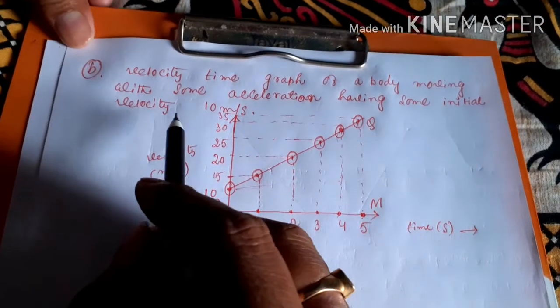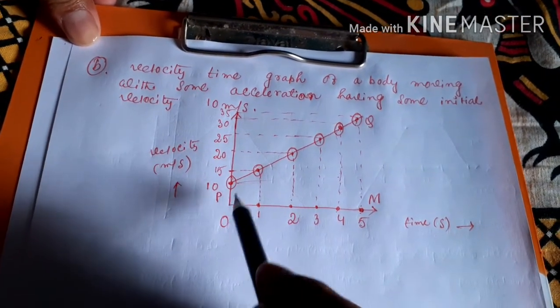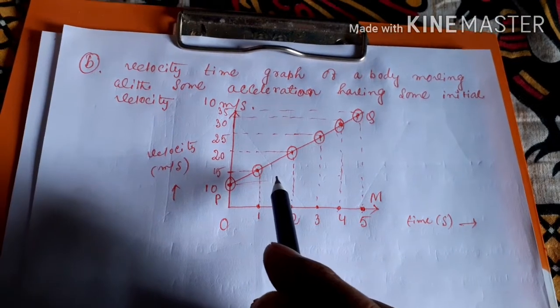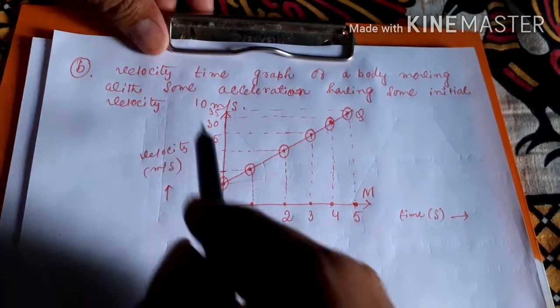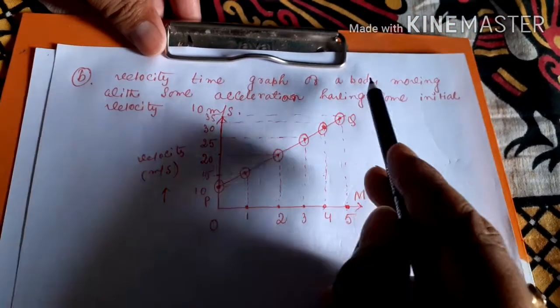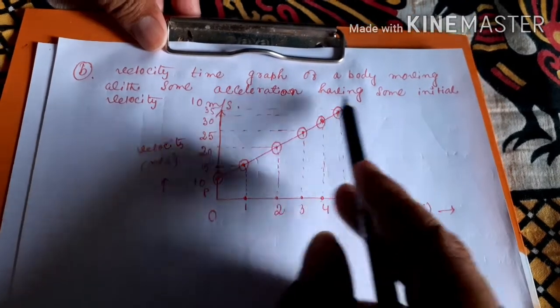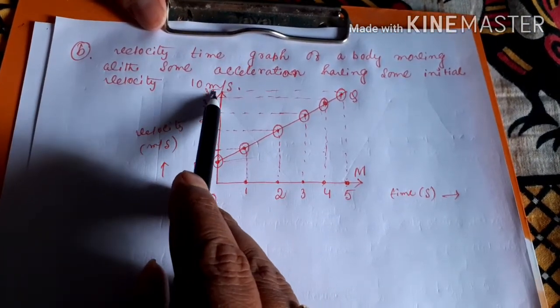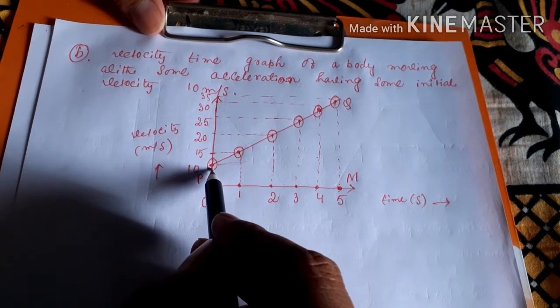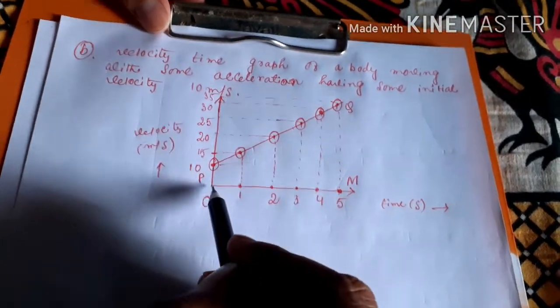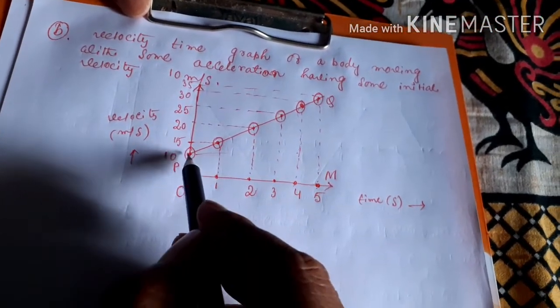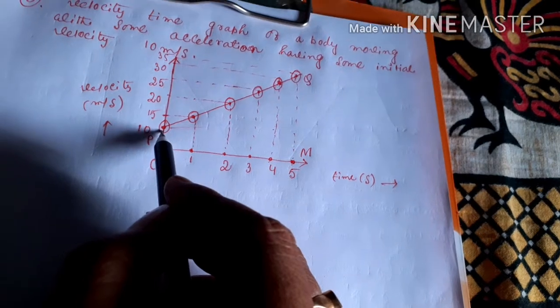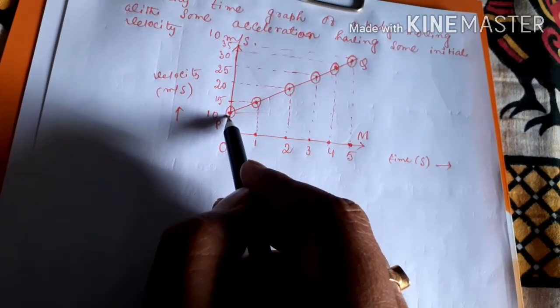Second problem is that here we are getting some initial velocity, then the body is moving with constant accelerations. Velocity time graph of a body moving with some acceleration having some initial velocity 10 meter per second. Okay, so 10 meter per second means this graph will not start from 0 onward, it will start from some height. How much height? 10 meter per second. This height will be here.